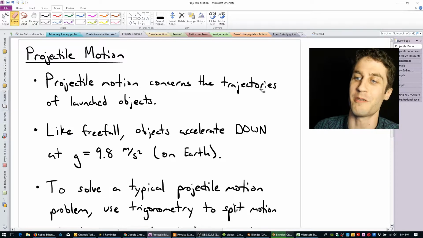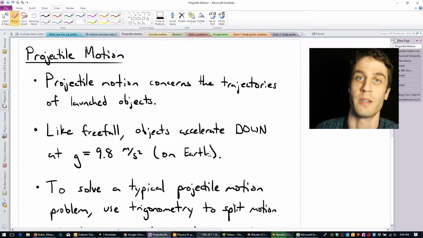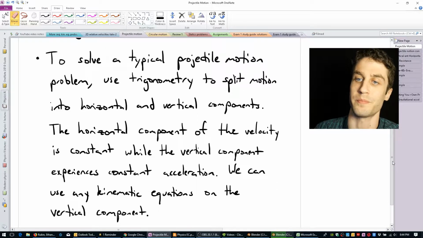So, projectile motion concerns the trajectories of launched objects, and like free fall, objects accelerate down at g equals 9.8 meters per second squared on Earth, so you should always remember 9.8 meters per second squared on Earth. But on the moon, for example, we see g equals 1.6 meters per second squared, and I have one problem in these examples that takes place on the moon.